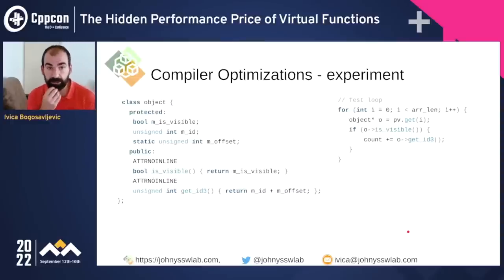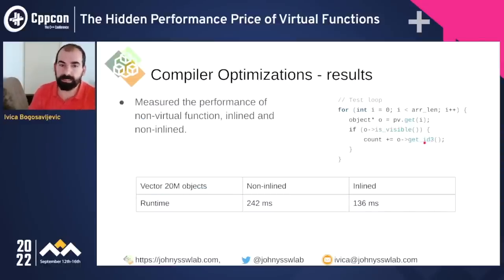Okay, now we are going to do an experiment and measure the influence of compiler optimizations. We have here a class called Object, and we have two functions. One is called isVisible, and the other one is called getId3. The isVisible just returns mIsVisible, and getId3 returns mId, which is this plus mOffset, and mOffset is a static member common to all instances of this class. So here is our test loop. The test loop iterates over an array of objects, gets an object from the array, and then checks if the object is visible, and count plus equals o.getId3. So we have two calls to two functions: isVisible and getId3.